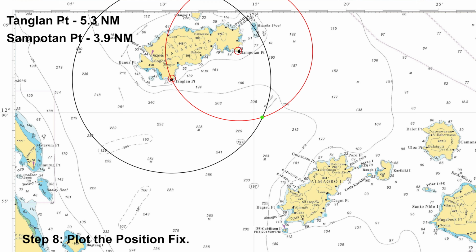Step 8. Plot the position fix. The selected intersection is the vessel's radar position fix. Mark the position clearly on the chart and record the time of the fix. You may also label it as a radar fix and record the targets and ranges used.